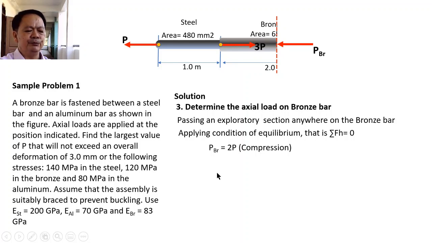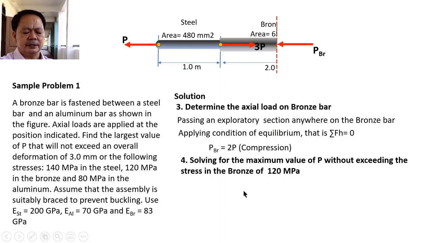And for us to compute for the magnitude of P, the maximum value of P that can be applied without breaking the bronze, we can apply the formula that stress in the bronze is equal to P of the bronze over area of the bronze, considering that the maximum stress in the bronze is 120 megapascal, as we have seen in our problem.